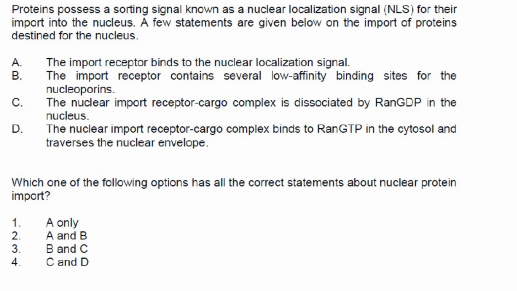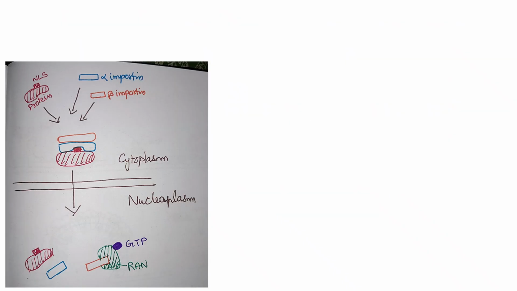Next, proteins possess a strong sorting signal known as the nuclear localization signal for their import into the nucleus. So proteins which are directed to the nucleus will have this NLS on them. A few statements are given below on the import of proteins destined for the nucleus. Which are the correct statements? So this is the protein which is destined for transport to the nucleus. This is the nucleoplasm, this is your cytoplasm.